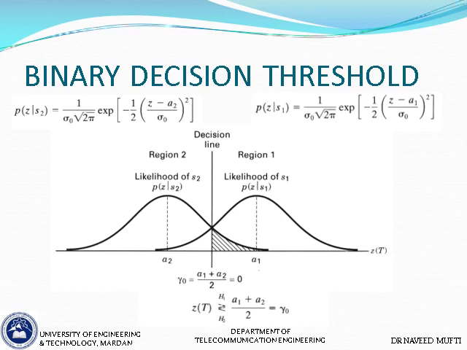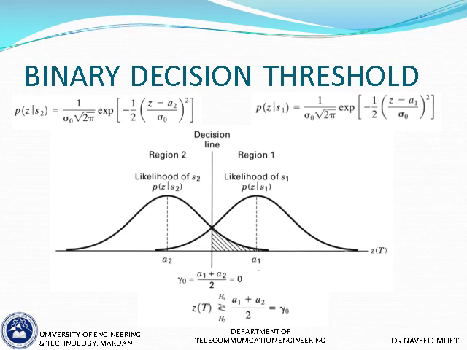So with reference to optimizing the binary decision threshold for deciding in which region a received signal is located, we discussed previously that for the minimum error criterion for equally likely binary signals corrupted by Gaussian noise, the optimum threshold value can be given by this equation, where A1 here is the signal component of z of t when S1 is transmitted, and A2 is the signal component of z of t when S2 is transmitted.